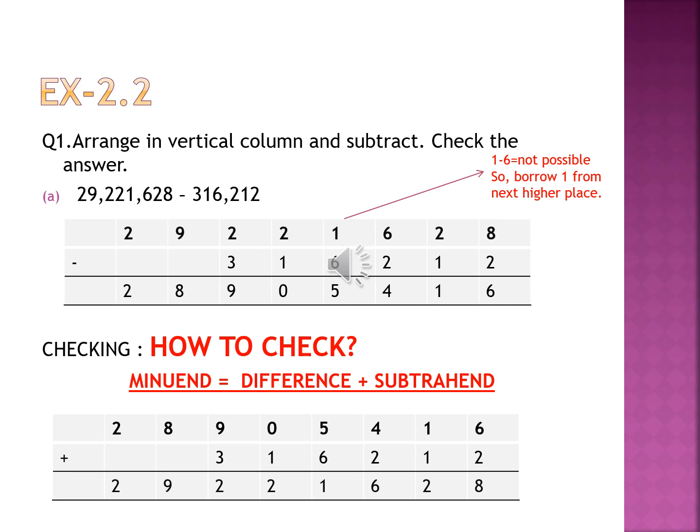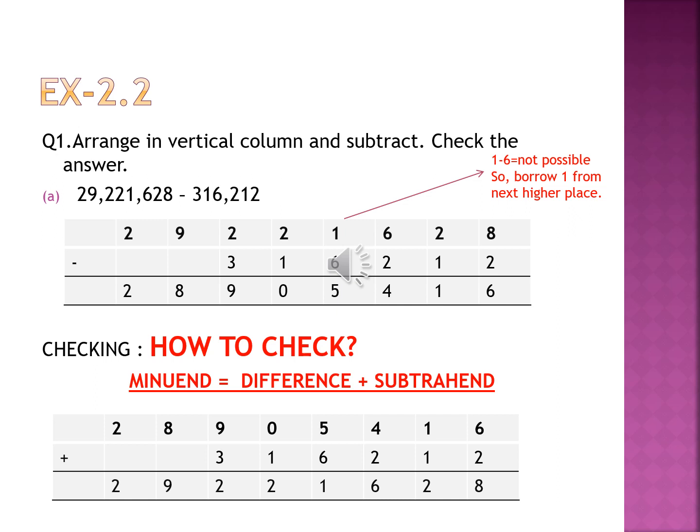Now let's start with A part. It is 29,221,621 minus 316,212. So we have arranged the numbers very carefully, and we will subtract again from the ones place and move on to the higher places. So 8 minus 2 is 6, 2 minus 1 is 1, 6 minus 2 is 4, 1 minus 6 is not possible. So we will borrow 1 from 2. It becomes 11, 11 minus 6 is 5.